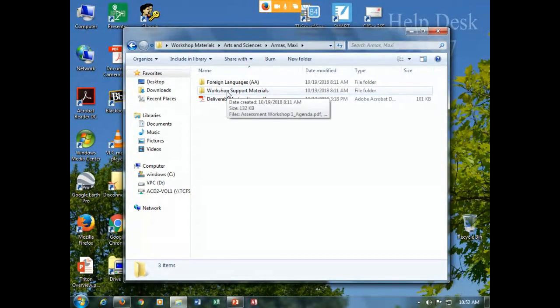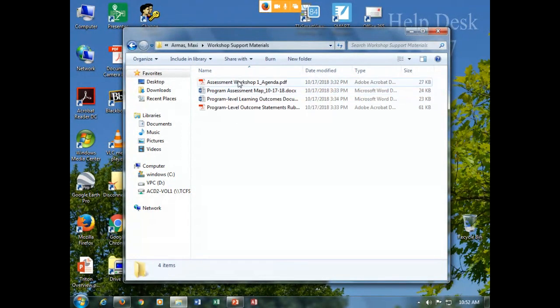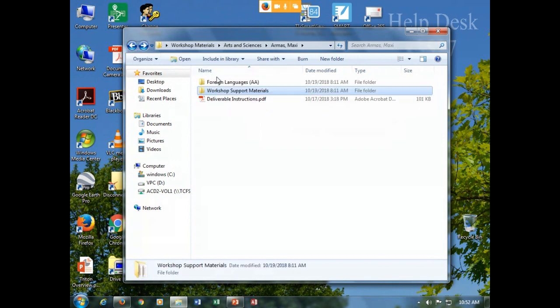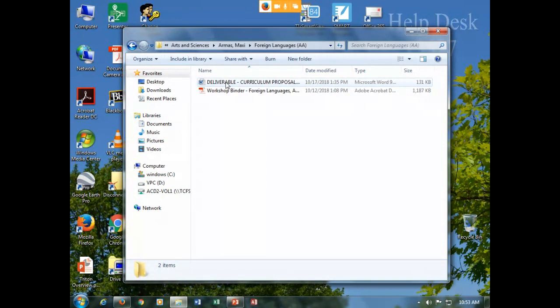The workshop support materials are going to include a lot of the documentation, right? The agenda, some of the mapping documents for you to take a look at, the program learning outcomes document, and some other reference material for you. Then in your program area, so for example for Maxie, this is going to be foreign languages, you are going to have your deliverable document.